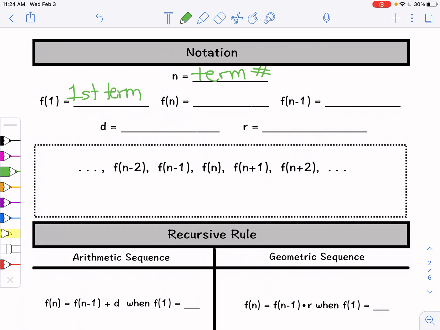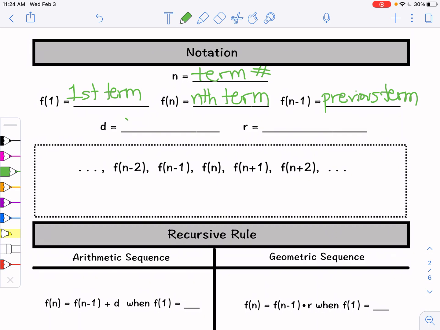f of n is the nth term, so any number that you put in there, so 100 is the 100th term, f of 100. If f of n is the nth term, f of n minus 1 we call the previous term, it's the one before. So for example, if we asked for f of 6, the previous term would be f of 5. It's one less than the number n.